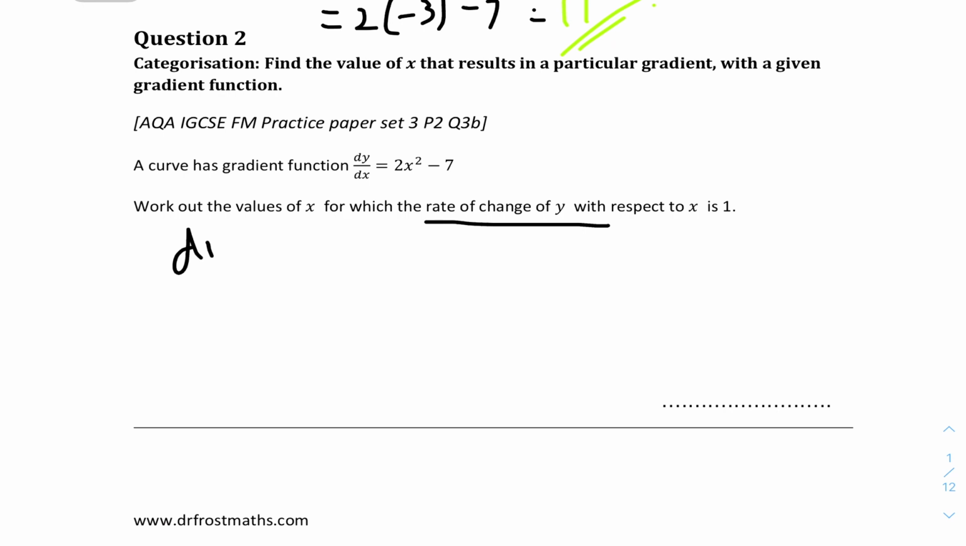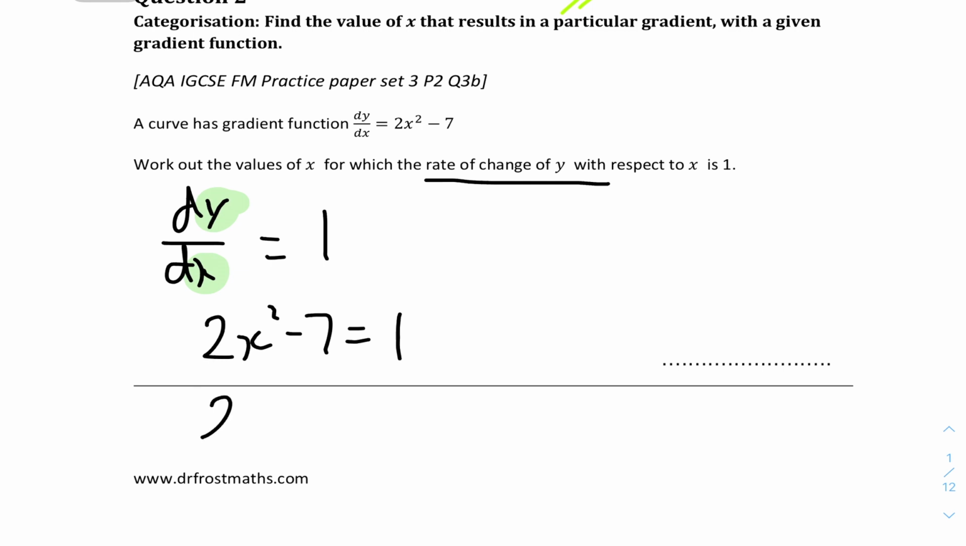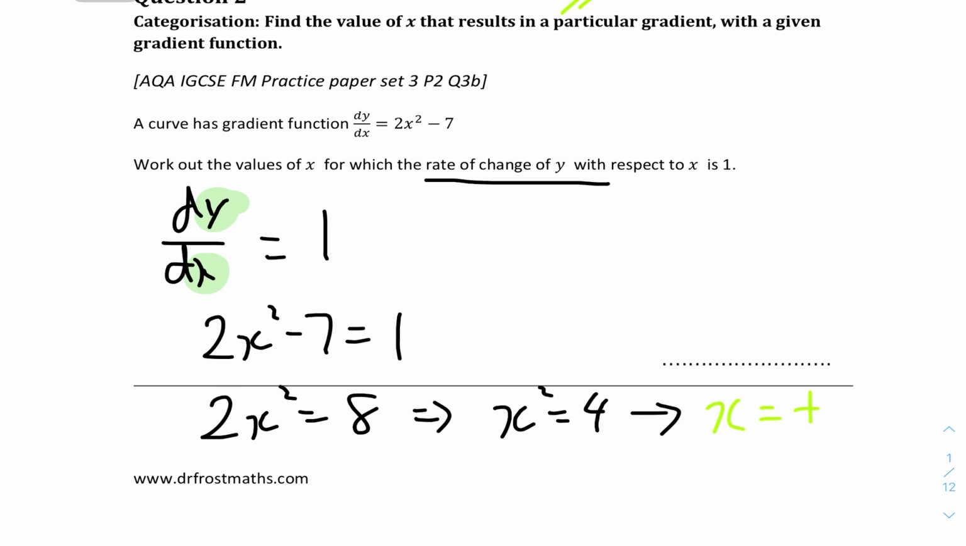Because whenever you have a gradient function like this, you will call it the rate of change of this right here with respect to this value right here. So dy over dx has to be equal to 1. So you do 2x squared minus 7 equals 1. You just rearrange it to solve for x, which gets us 2x squared equals 8. x squared equals 4. Square root both sides to get x equals plus or minus 2.